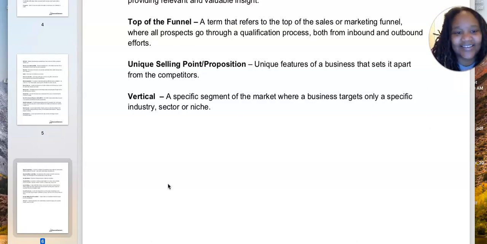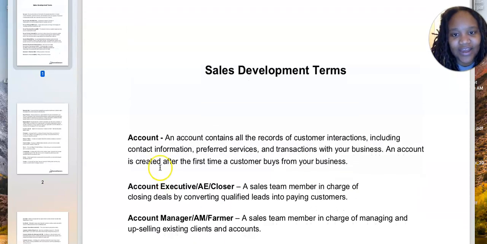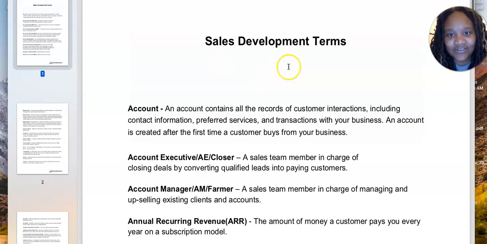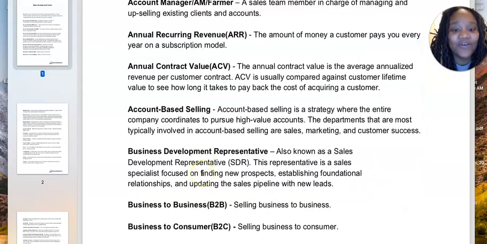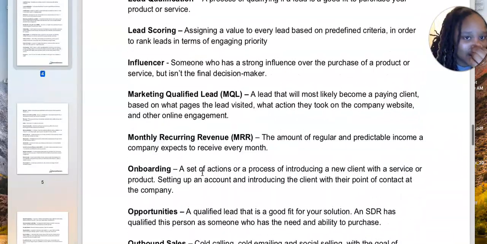I'm laughing because all of this is so relevant, guys. Do not sleep on these sales development terms because you're going to need to know all of these in order to get a job in tech sales.